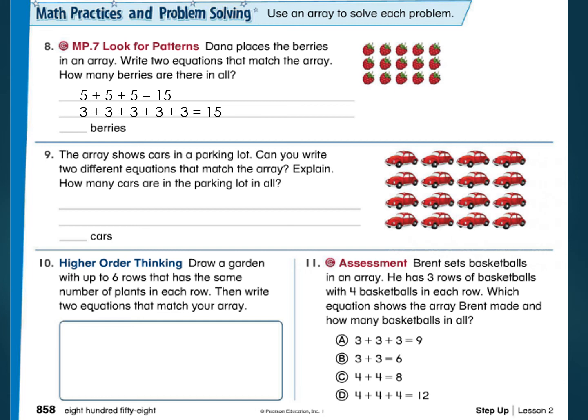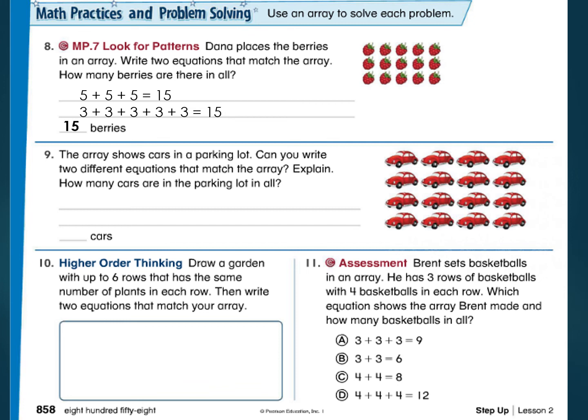Now let's solve it by columns. How many columns are there? 5 columns. Each column has 3 berries. So we add 3 5 times. 3 plus 3 plus 3 plus 3 plus 3 equal 15.